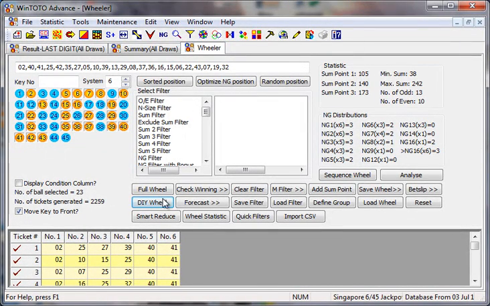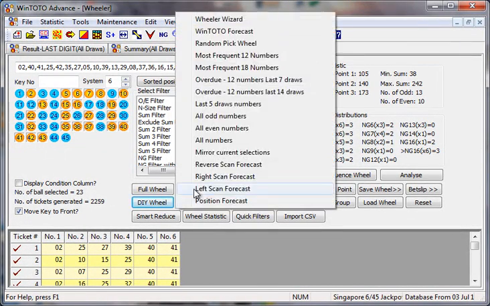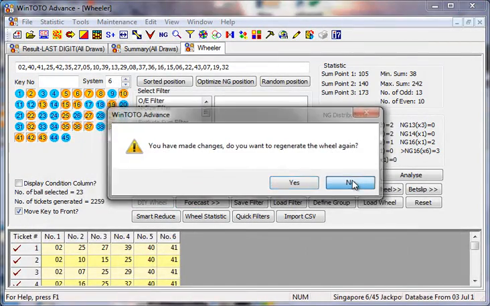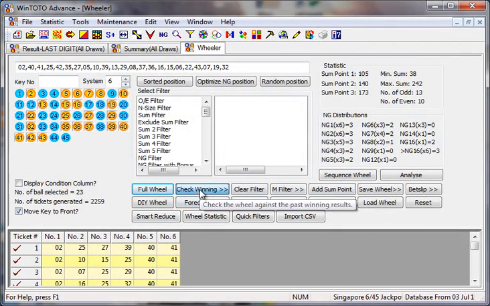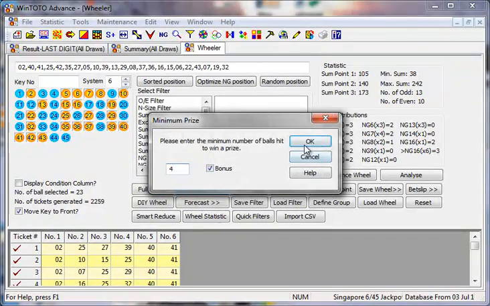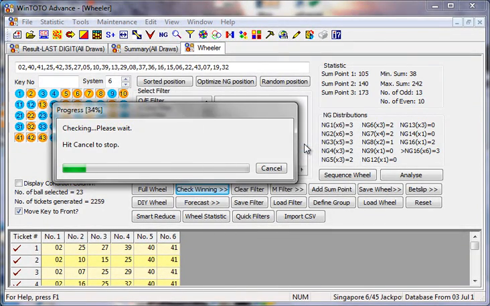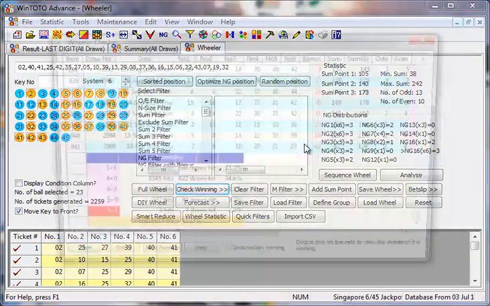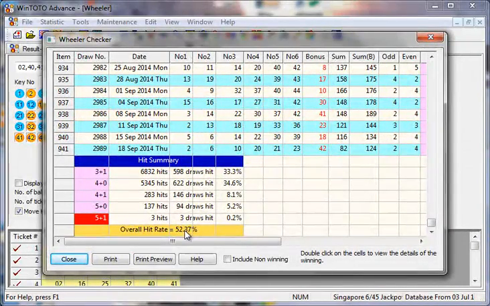So if you have got the latest version, let's take a look at the results, checking results. You can see for yourself that if you go to the result tracking, currently with this, we have got 52.3% winning.